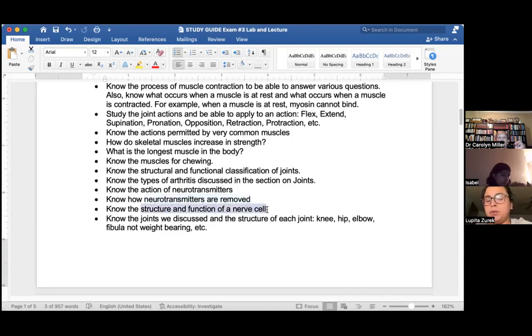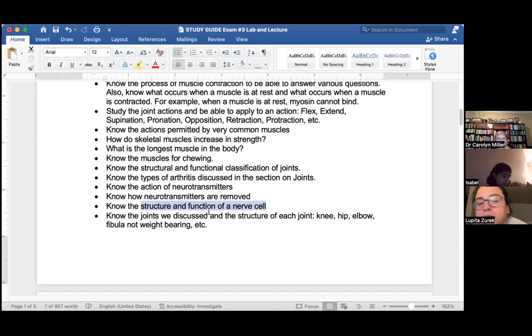Know the structure and function of a nerve cell. The dendrites receive the input. You have your cell body, and then the impulse goes out the axon. The axon has axon terminals and synaptic clefts or terminal boutons. Those terminal boutons release the neurotransmitter. And I think that may be a short answer.